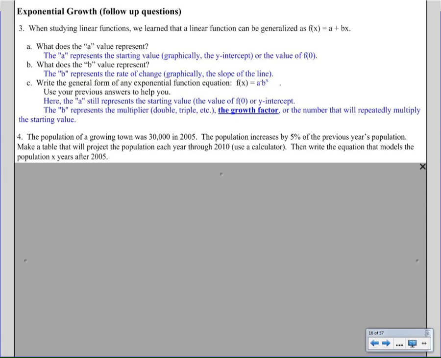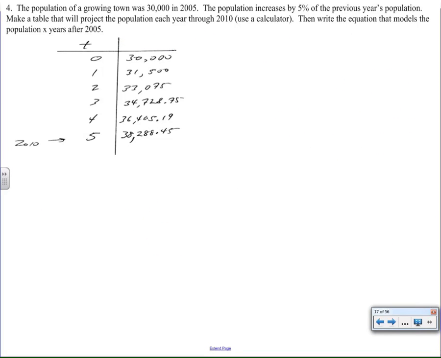So that can be applied then in semi-real life situations, like population growth and investment growth, which are really common examples of this. So if there was a town that had a growing population, there were 30,000 people in the town in 2005, and they measure a 5% annual growth rate in the population. Then it says make a table which would show the next 5 years worth of growth, and then see if we can find an equation to model that growth.